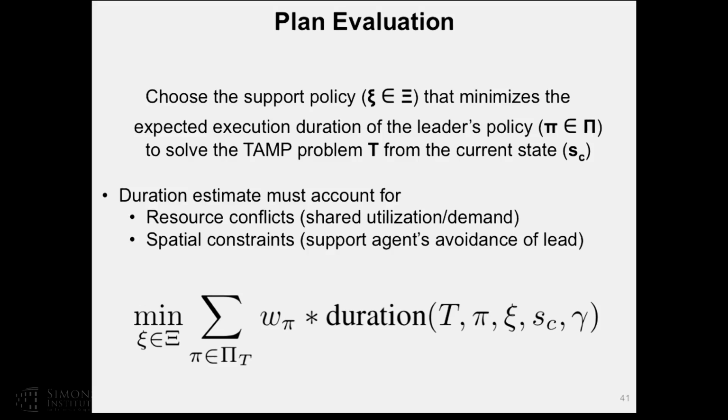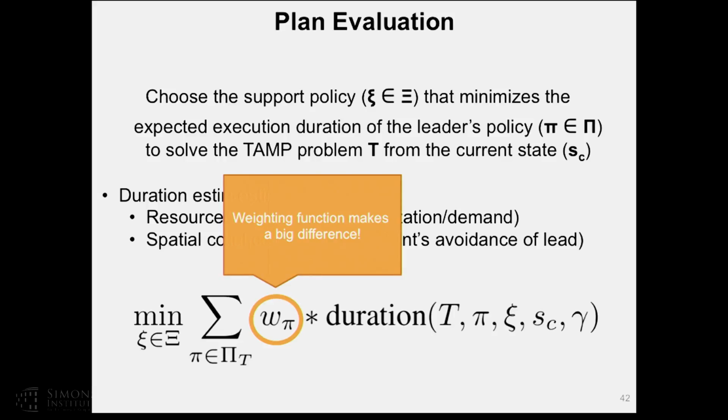Okay, so we can capture this by a plan evaluation function. And for right now, we're just going to consider duration as our key metric. Okay, how long does it take you to complete this task? All right. So we're going to minimize over all of the possible activities that we could take. Which support policy should we be selecting that minimizes that duration? Now, the only part to this that we're going to do anything to change at all is this weighting function that we're applying to the duration.